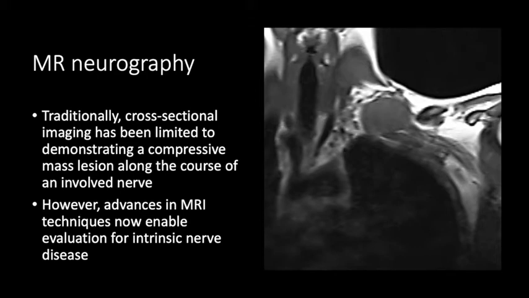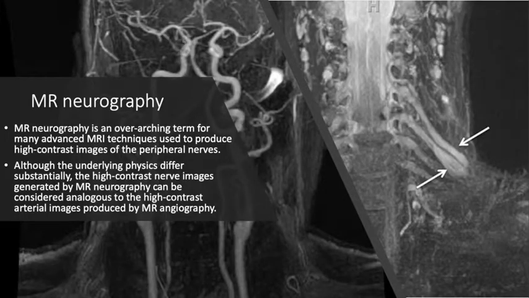Unfortunately, when MR neurography first began, all we could really tell clinicians is whether or not there was something external pressing on the nerve. However, as our MR techniques have advanced, we can now image intrinsic pathology of the nerve itself. I like to think of MR neurography for nerves as analogous to MR angiography for the arteries and veins. Basically, it's any technique that seeks to make the nerves more conspicuous by trying to get rid of background signal and to image at a high resolution to be able to see pathology.